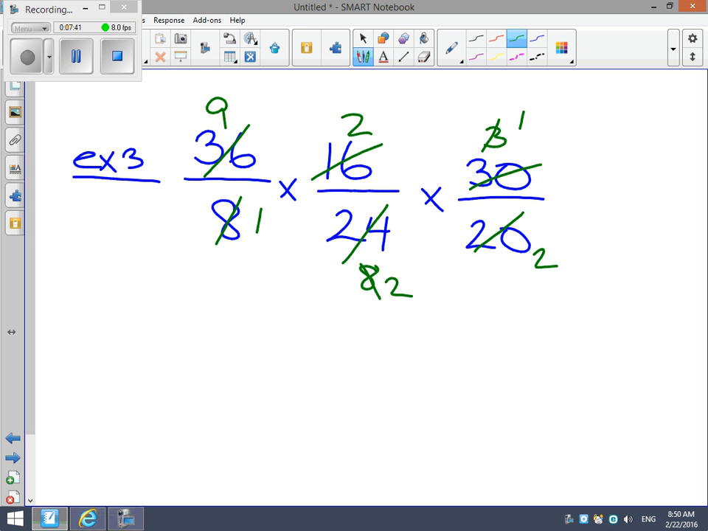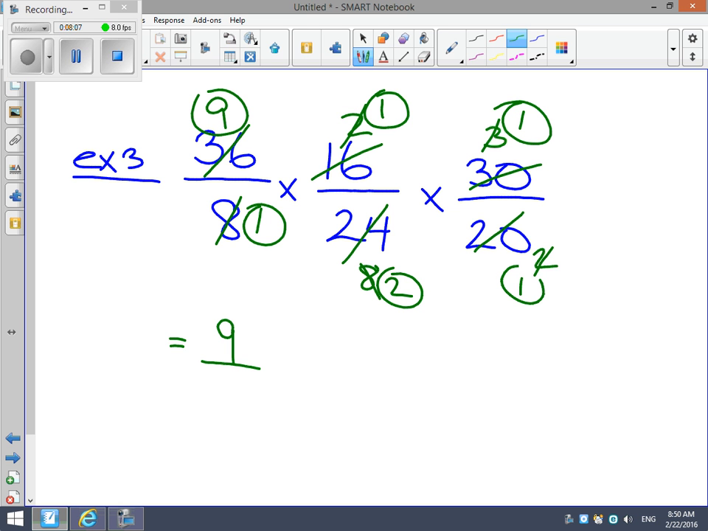9 over 1 times 2 over 2 times 1 over 2. The only thing I can get rid of is a 2 from the top and a 2 from the bottom. So 2 goes into itself once, 2 goes into itself once. So I wouldn't normally rewrite the question. I would just multiply 9 times 1 times 1. And 9 times 1 times 1 is 9. And here I would multiply 1 times 2 times 1. And that would be equal to 2. You have to change that improper into a mixed number. 2 goes into 9 4 times with 1 remainder, and the denominator stays the same.